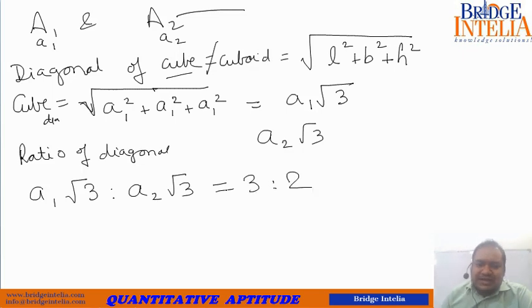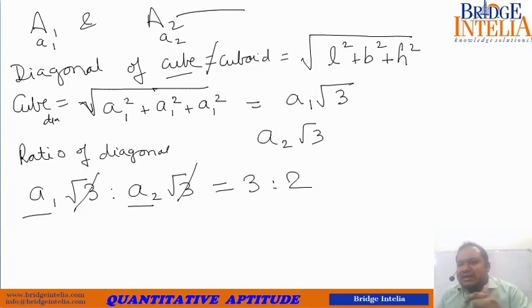Now please understand, this root 3 and root 3 are going to get cancelled. So effectively speaking, you are given the ratio of the edges. That's why I did not use the formula, because the constant part is supposed to get cancelled. Now you have found out A1 is to A2.